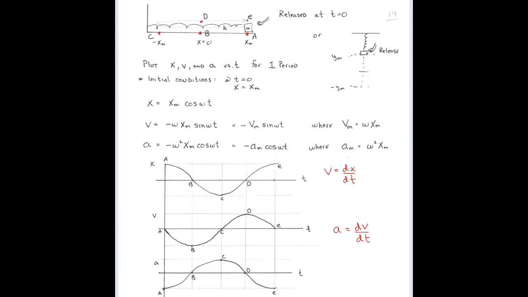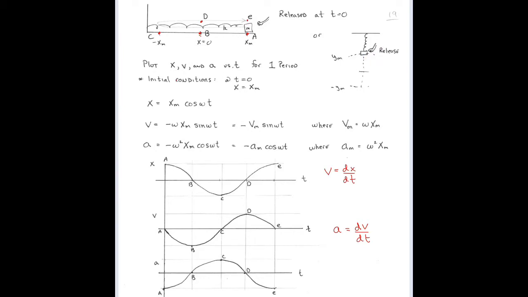Here I have a mass and spring, released at time equals 0 at x max, and I just drew one whole cycle. From where you start, that's one cycle, one period. So I labeled the places A, B, C, D, and E. I want to plot position, velocity, and acceleration versus time for a period. Now, this picture would also work for this picture here.